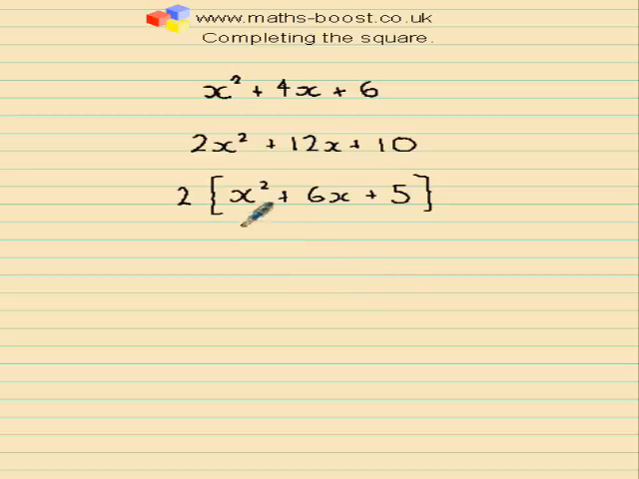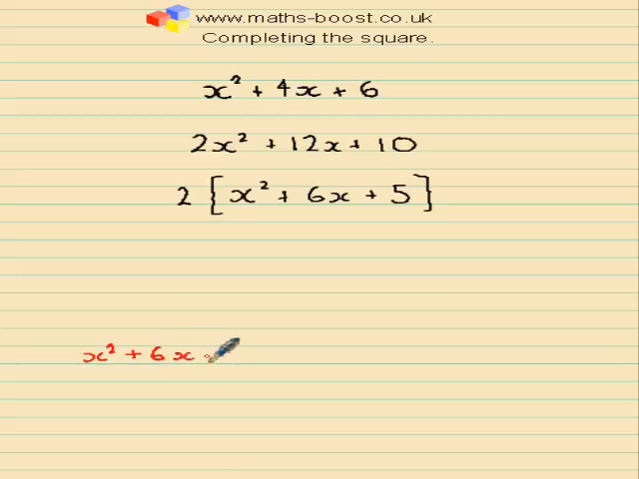And hopefully you can see that this expression is equivalent to this expression. If I was to multiply out these brackets, I would get 2x squared plus 12x plus 10. And the great thing is now we know how to complete the square when the expression is like this. And I'm going to do just that separately using the method that we looked at in the previous video.